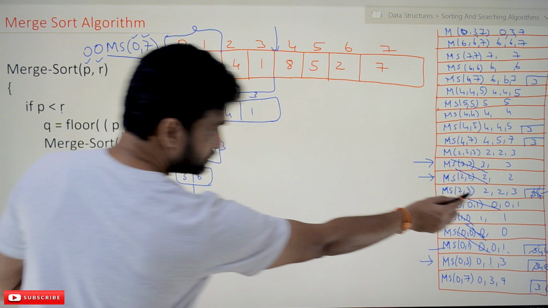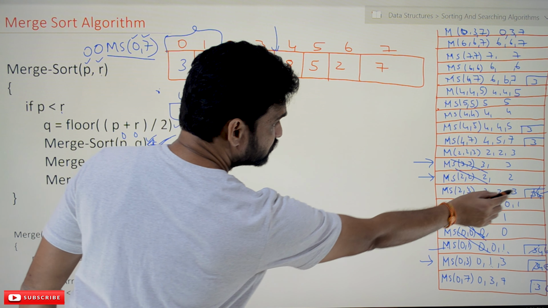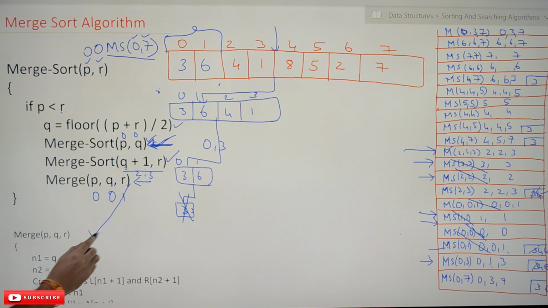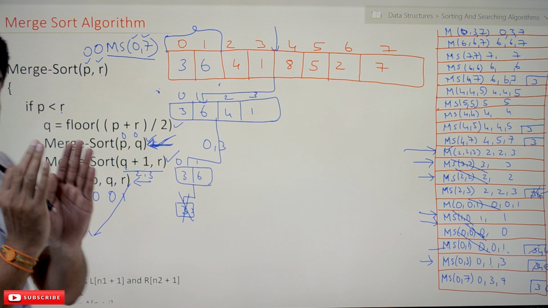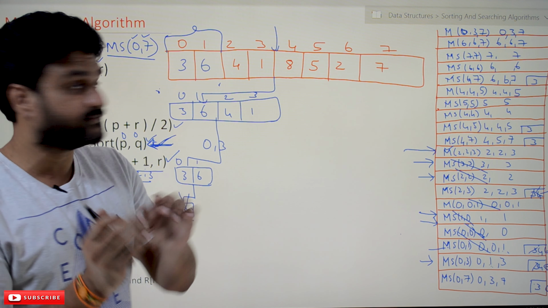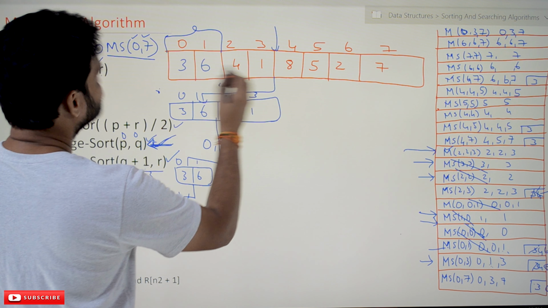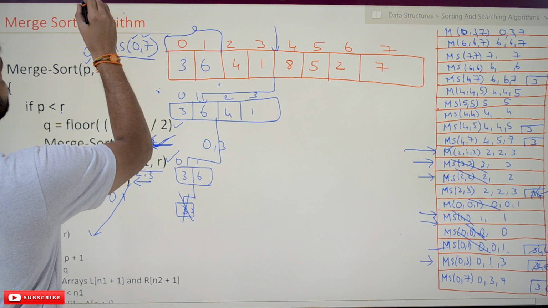Merge of 2 comma 2 comma 3, see here, m of 2 comma 2 comma 3. This function call is made with 2 comma 2 comma 3, which means this part of the code will be merged. So how is that merge done? Merge means sorted, so this one will become sorted. So let's try to sort them.